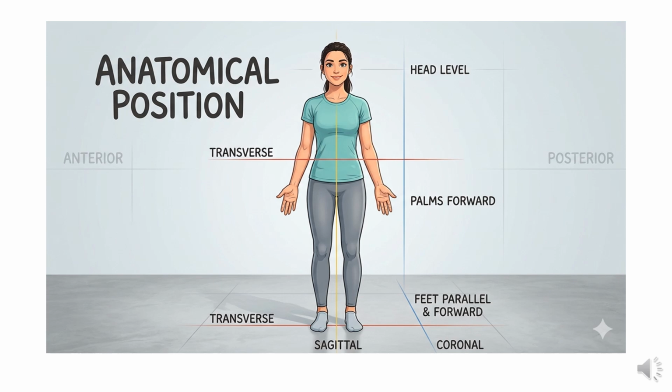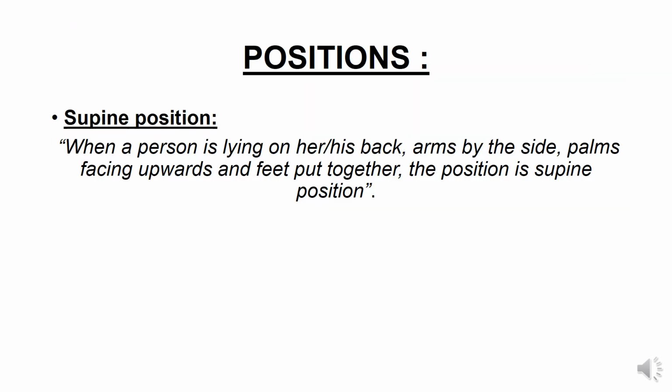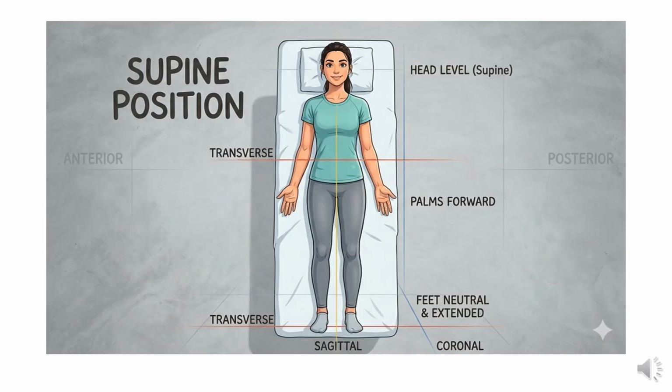But what happens when a patient is lying down on a hospital bed or in any other position? For that, we use three other critical terms. Let's look at the positions on your screen right now. Supine position. Supine position. This is when the patient is lying flat on their back, face looking up toward the ceiling.